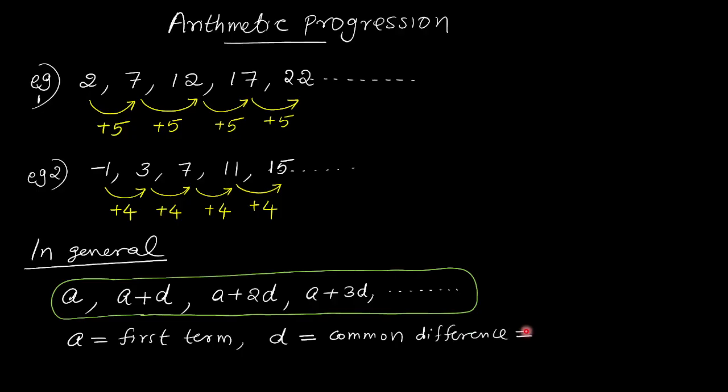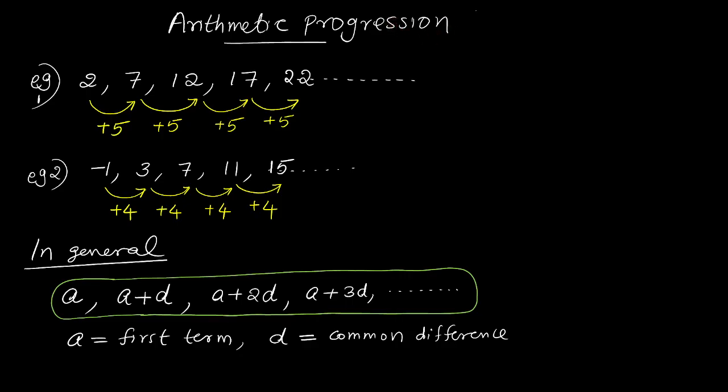Why is it said to be the common difference? Because in the first example, this 5 is obtained by the difference of 7 and 2. 7 minus 2 is 5, or 12 minus 7 is 5. So this D is said to be the common difference, the difference of adjacent terms. D is the fixed number to be added to get the next term. Understood? So please understand, this is the general form of AP, arithmetic progression.